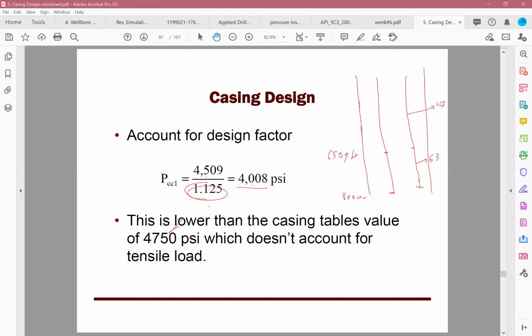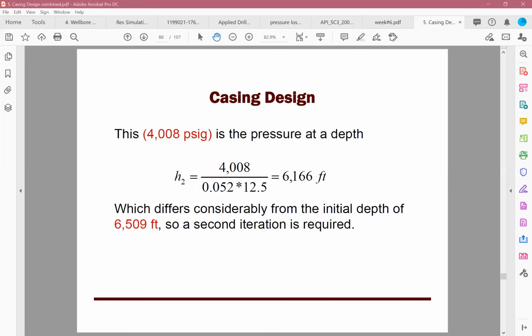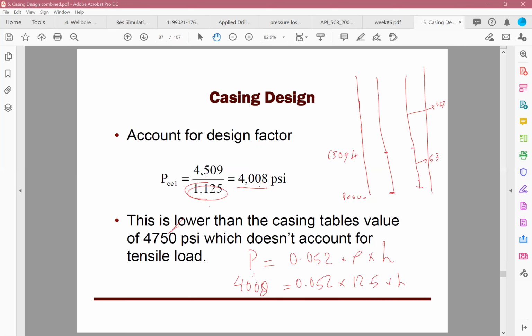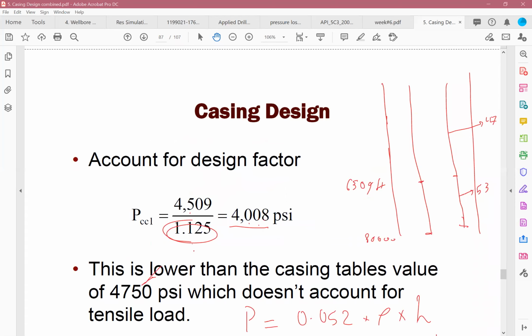Now, how do we find the new depths? Same method, exactly. P is equal to 0.052, this is with the design factor, density, H. Pressure is with the design factor again, 4,008. 0.052, density, height. If you do that, your new height is 6,166.